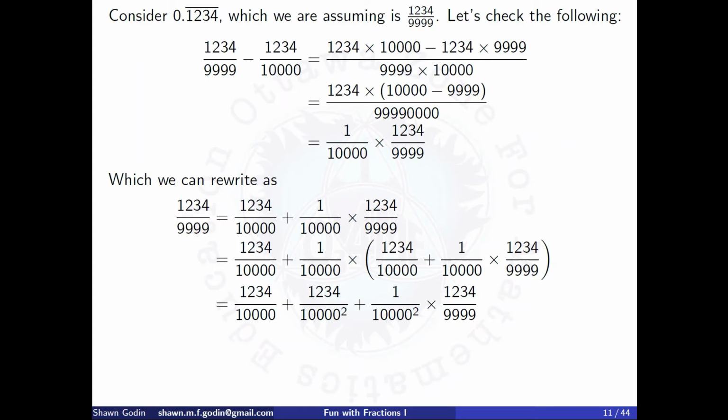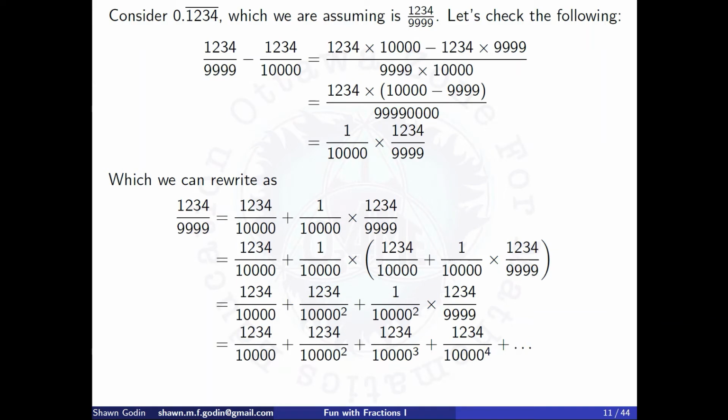And if I simplify that, I now get 1,234 over 10,000 plus 1,234 over 10,000 squared, which is 0.1234 1234 plus some other stuff, which again is in terms of the original. And if I continue that process, I'm just going to get 1,234 over 10,000 plus 1,234 over 10,000 squared plus 1,234 over 10,000 cubed, and so on. And if I write that as a decimal, that is our 0.1234 repeated.